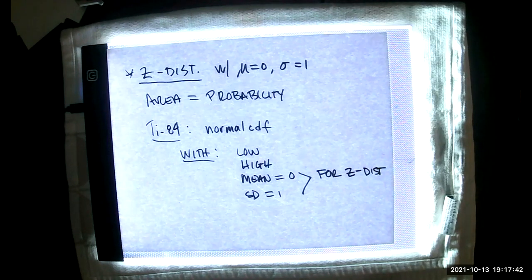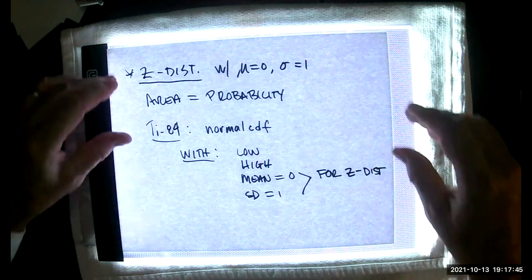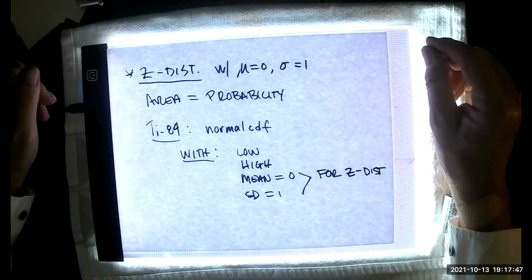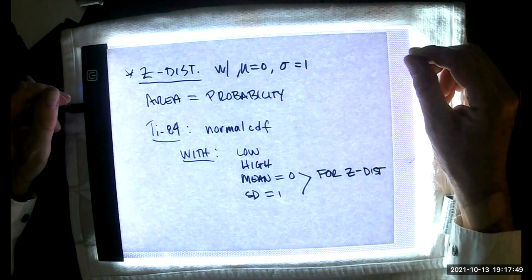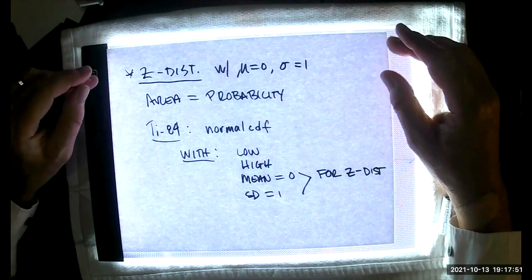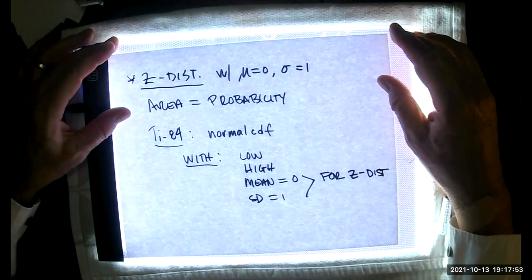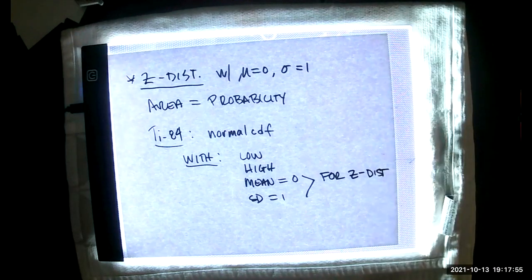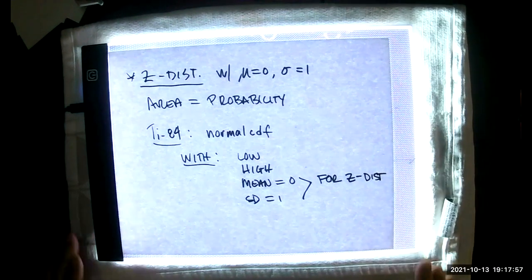So tomorrow night, I'll talk about what we're going to call critical values and how we find z-scores given areas, probabilities, and contexts. But I don't want to get into that now because I'm not going to have enough time to get through all of that in the way I would like.